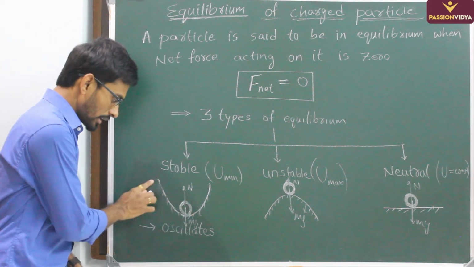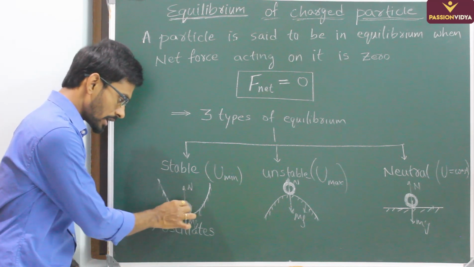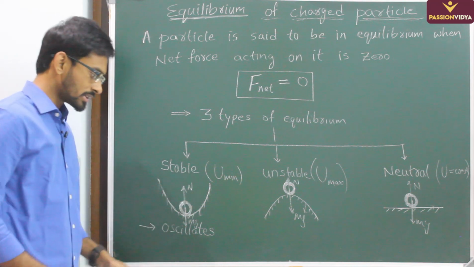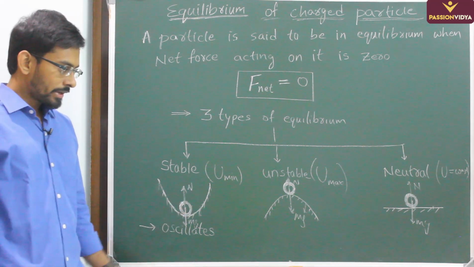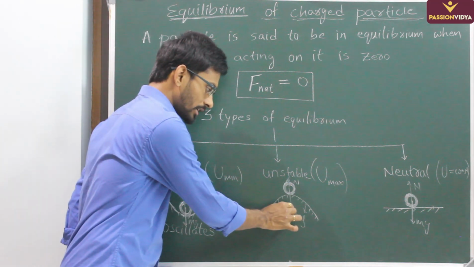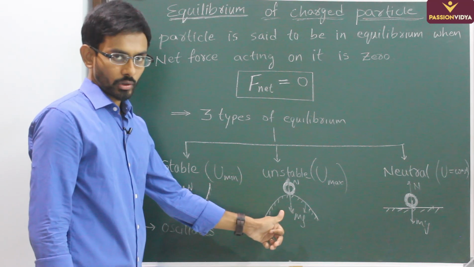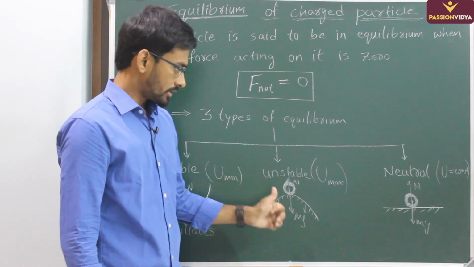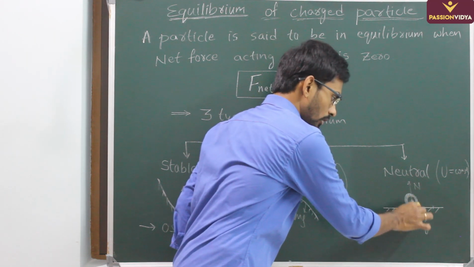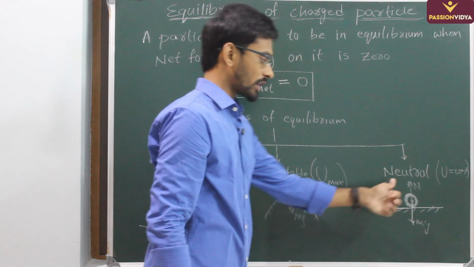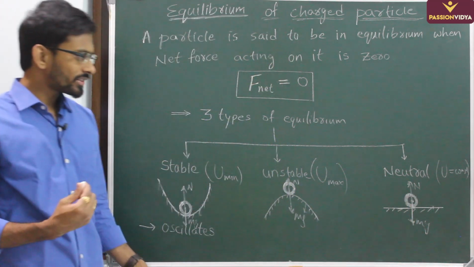So in the first case, stable equilibrium, let us take the particle. Here mg is acting downwards and normal reaction is acting upwards. So normal reaction will be equal to mg, so it is in equilibrium. Next, similarly here also mg is acting downwards and normal reaction is acting upwards. Here also the net force acting on it is 0 and it is in equilibrium. In this case too, mg is acting downwards and normal reaction will act upwards and be equal to mg, and this particle also will be in equilibrium. But what is the difference?